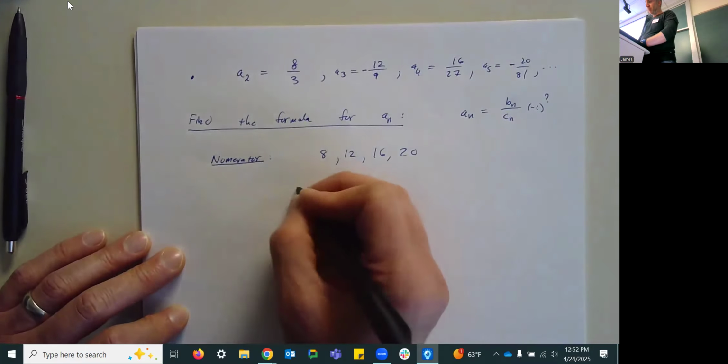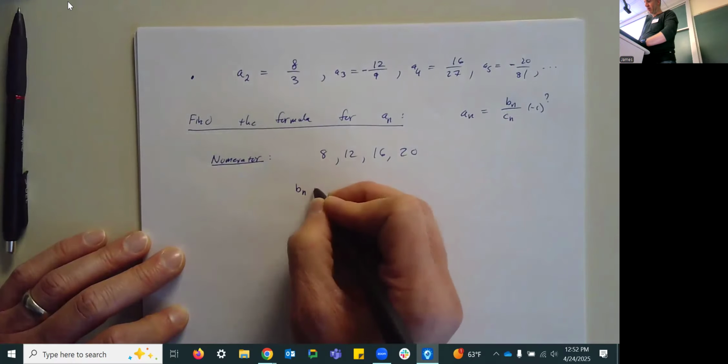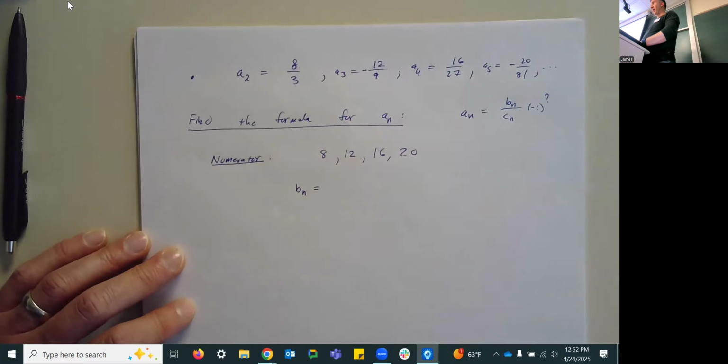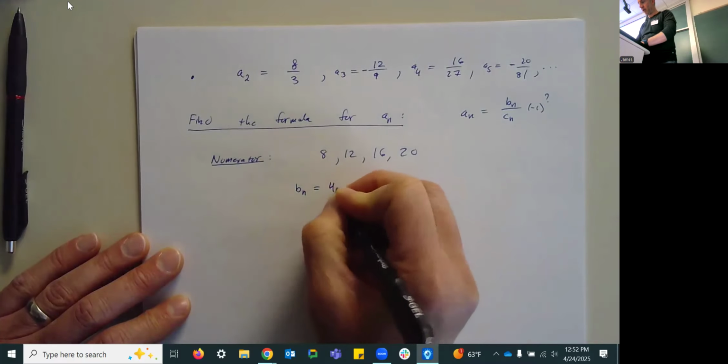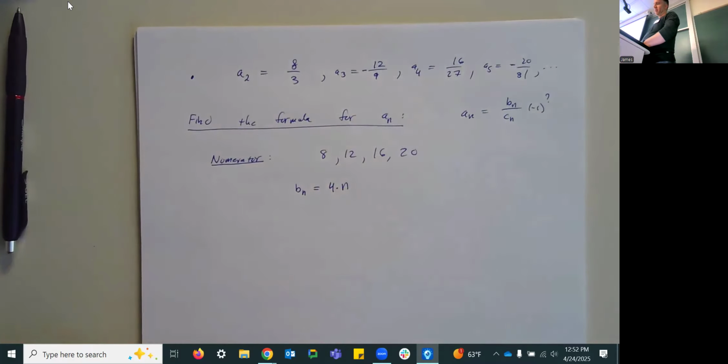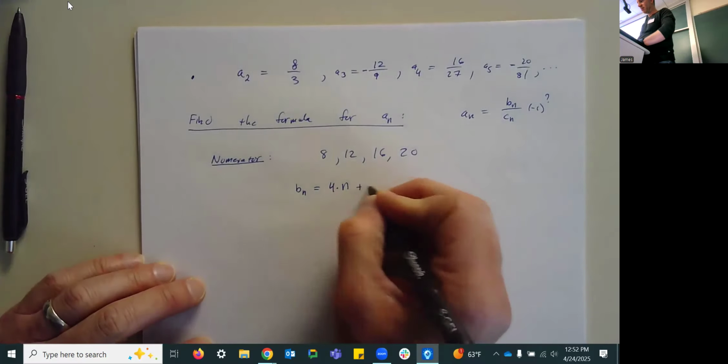So I'm thinking that my B sub n for the numerator is going to be, well, you said you're adding 4 every time. If you're adding the same amount every time, that's the amount that gets multiplied by n. So it's 4 times n. Did I do it? Oh man, I did make it too easy. Oh well. Usually you have to add something onto this.